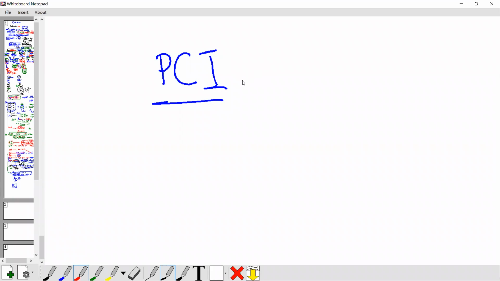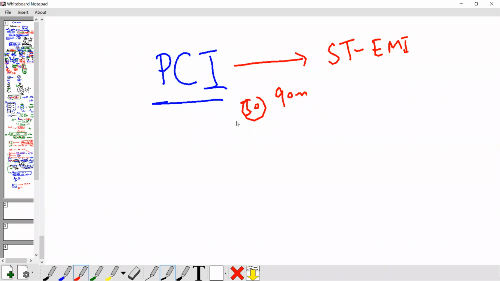PCI is used for what? PCI is for STEMI, ST elevation MI. What is the time duration? Some books write the standard as 90 minutes maximum. Some just say 30 minutes. If you are late beyond that, you are not able to perform it.